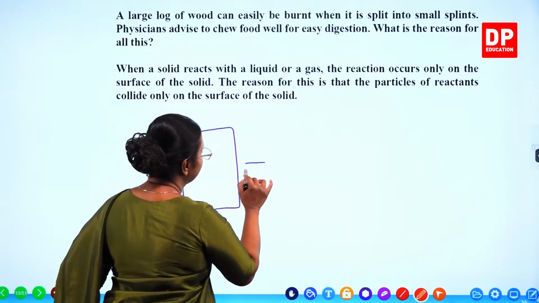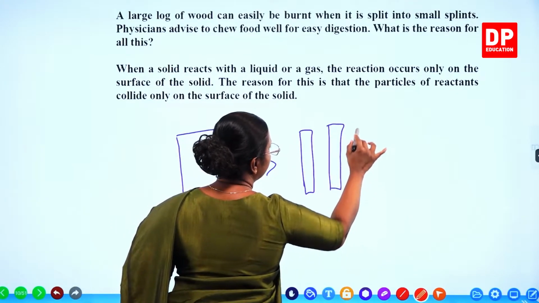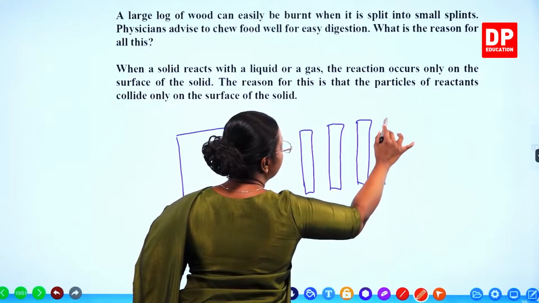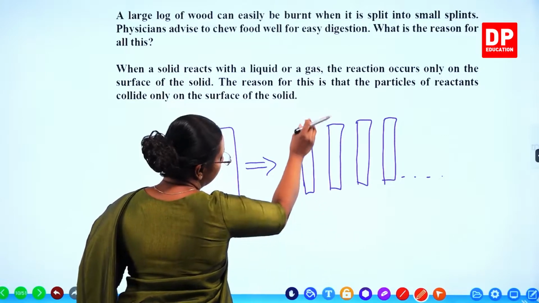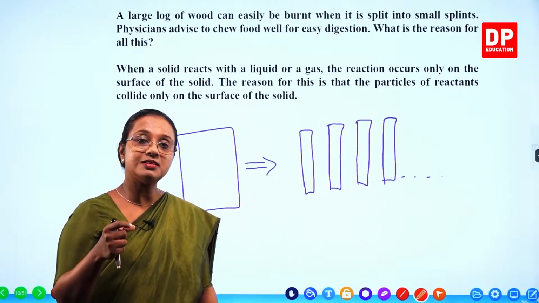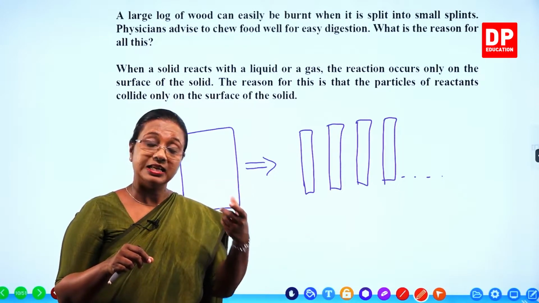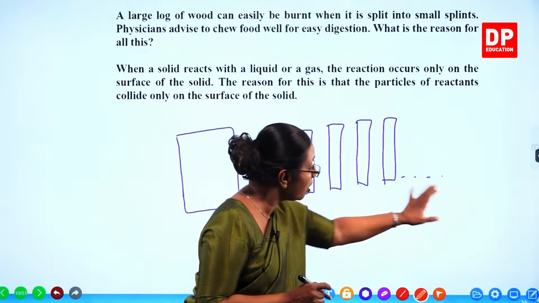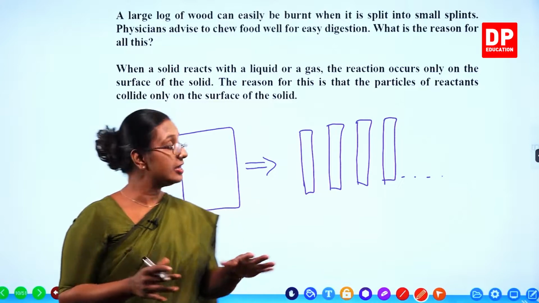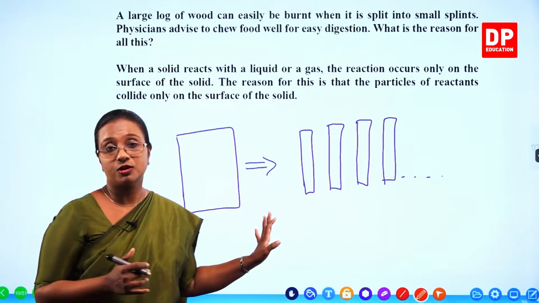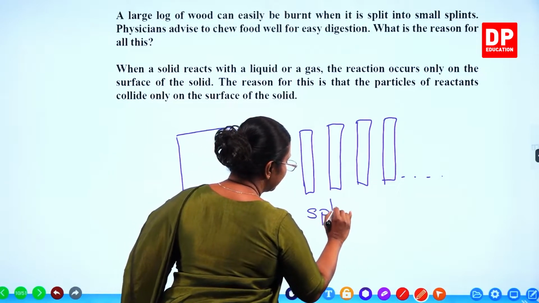But when you split this into small thin splints like that, you will get a very large number of splints. Now, these also have a surface area, let's say, like cylindrical structures. Although it's tiny, it's thinner, if you consider all the splints, the total surface area will be obviously higher than that of a log. So, this is a log. These are splints.